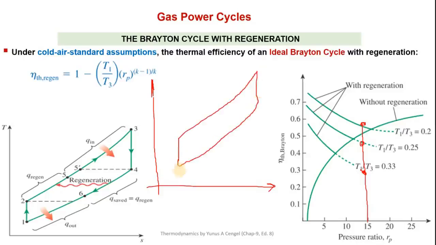The ideal Brayton cycle, 1, 2, 3, 4. So here at one particular pressure ratio, if we fix this pressure ratio and K, then we can see the effect of T1 by T3, which is clear here: as T1 by T3 is increasing, the efficiency is dropping, or when T1 by T3 is decreasing, the efficiency will increase for a fixed pressure ratio.